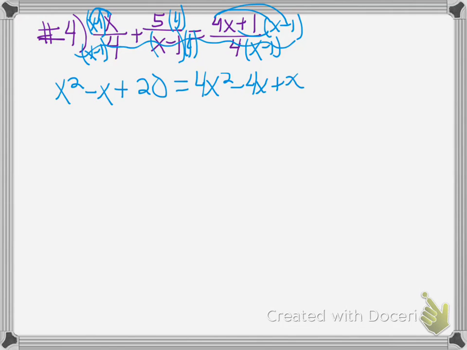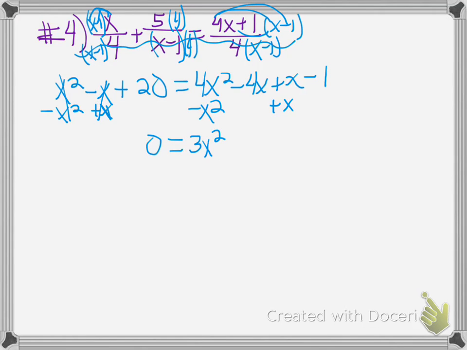plus x minus 1. So the key is here to get everything on the same side. So I'm going to move this stuff over here. So I'm going to try and zero out this side, right? So this is 3x squared. Add x. Add x.